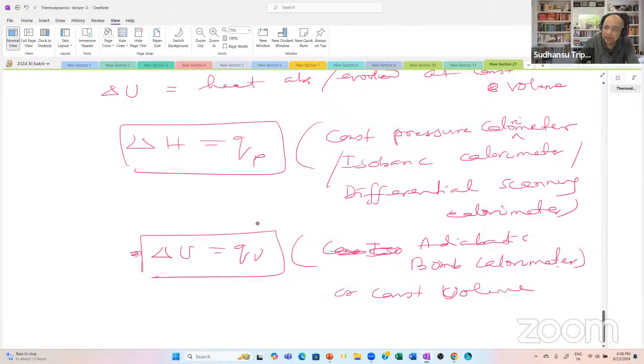Why bomb? Because the volume remains constant and you develop more and more pressure, then a time will come when it will explode. That is why constant volume calorimeters are often funnily called bomb calorimeters. Be careful, don't go for very high pressure, which these apparatus cannot sustain, cannot tolerate, and it will explode. So constant volume calorimeter or bomb calorimeter.